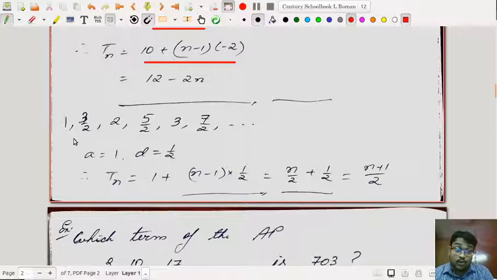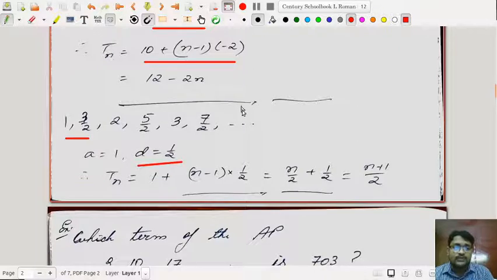Similarly, the common difference may not be an integer. It can be any real number. So we can have an arithmetic progression of this type: 1, 3 by 2. What is the common difference here? The common difference is half. You keep on adding half, it's an arithmetic progression. So here the nth term is n plus 1 by 2.